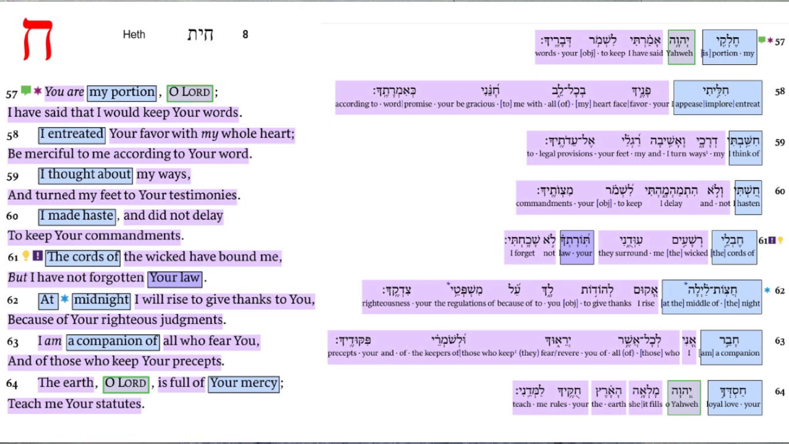So be merciful to me according to your word, or in agreement with what your word has to say. So the word, as he says this, since it's in agreement, mercy is what he expects. But again, notice the inclination of his life. I've entreated your favor with my whole heart.